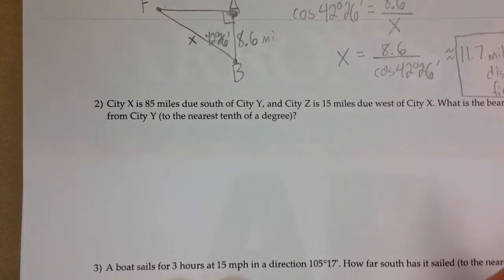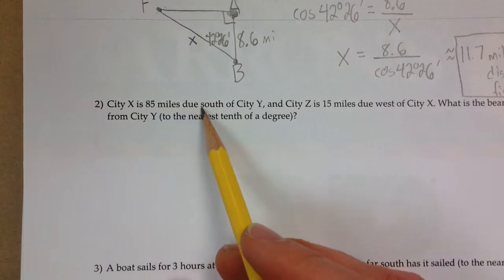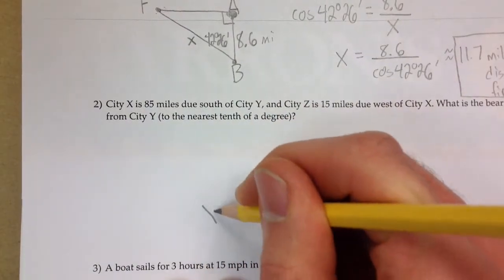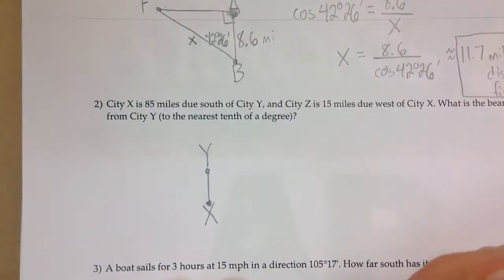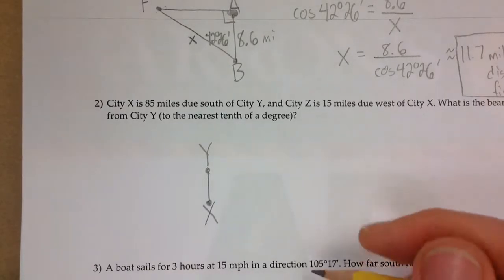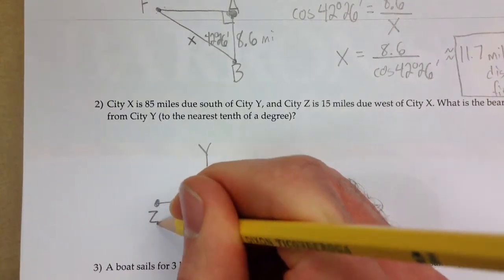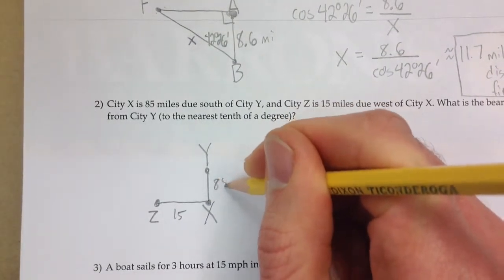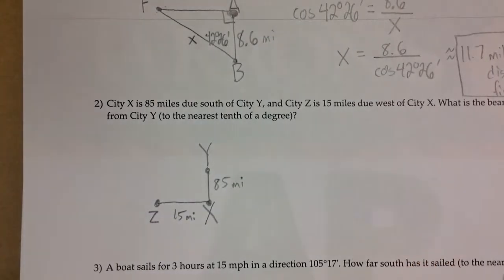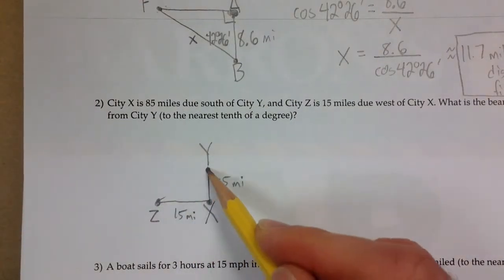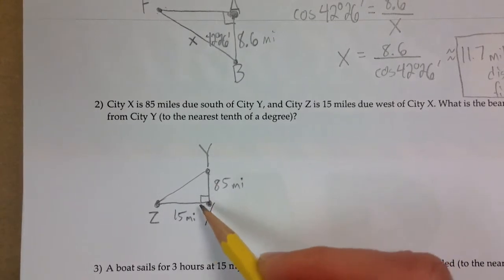Draw y and then a line to x. City X is 85 miles due south of City Y. That means it's underneath City Y. And then west of x, we put z, which is 15 miles. Very good. West of X is Z. And that's 15 miles. This is 85 miles. So this is obviously not to scale. Good, and then this has to be the hypotenuse. There's your right angle, because this is a north-south line, this is an east-west line.